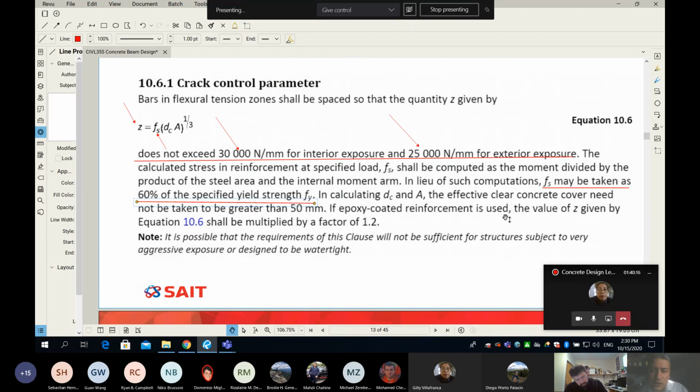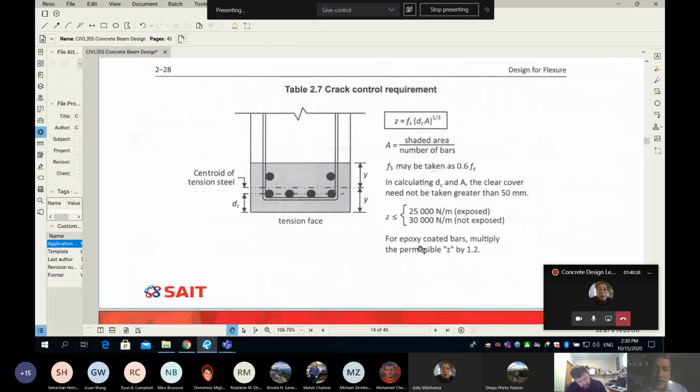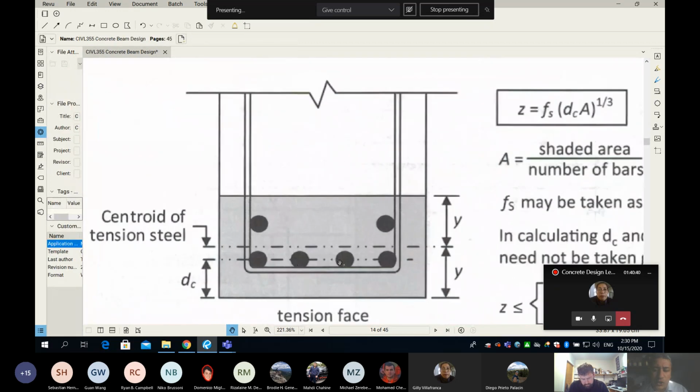Did you guys read that? The Fs may be taken as 60% of F yield, which means if my F yield is 400, then the Fs is equal to 60% of 400, so this is equal to 240. And then how do we find the A and Dc? Let's go here and show you.